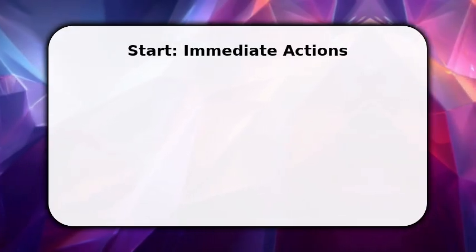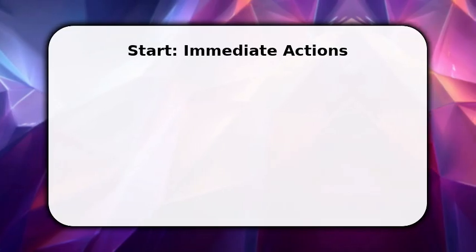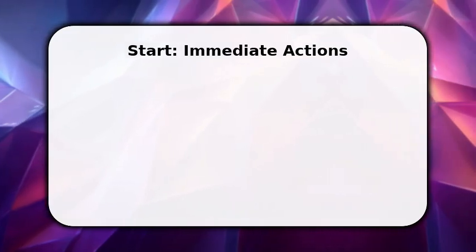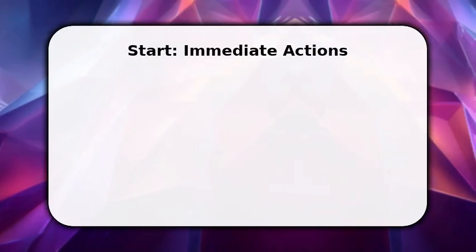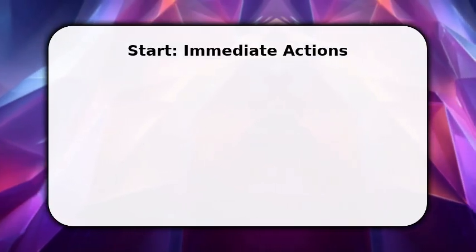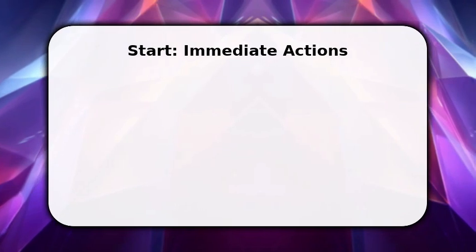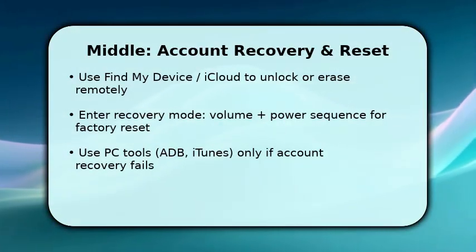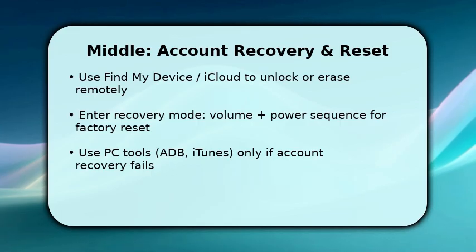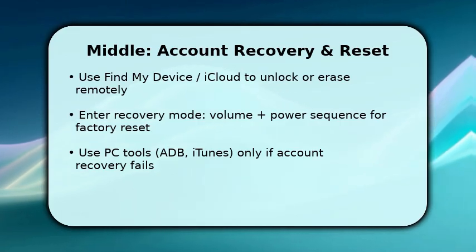Once done, identify the account tied to the device. Google for Android, Apple ID for iPhone, because account-based recovery is the safest next step and avoids unnecessary resets. If account recovery options appear, use Find My Device or iCloud to locate, unlock, or remotely erase the device. This preserves your account linkage.